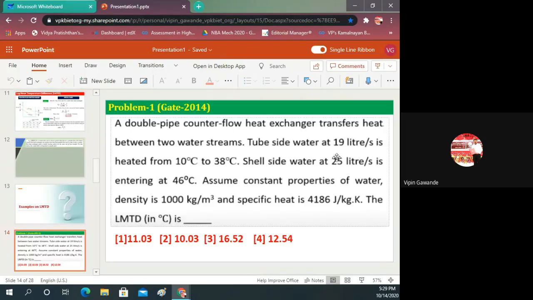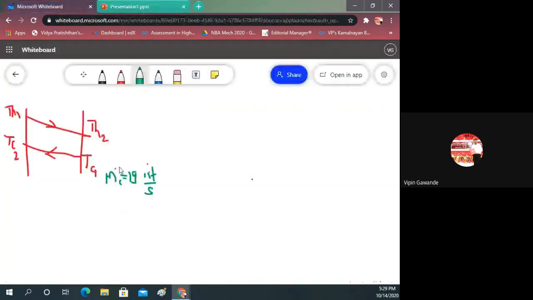This is heated from 10 degrees Celsius to 30 degrees Celsius. So TC1 is 10 degrees Celsius and TC2 is increased, now it is 38 degrees Celsius. So this is for the cold fluid. So what is given? Tube side water.